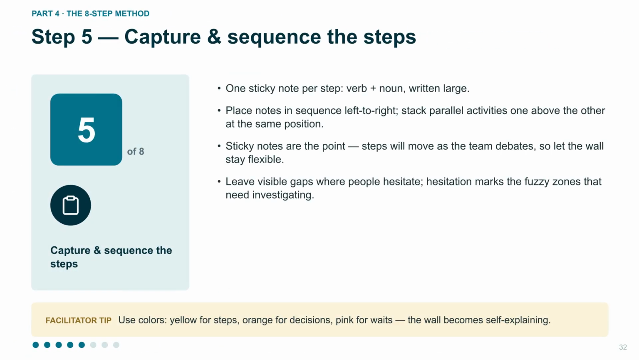Step 5. Capture and sequence the steps. Use one sticky note per step, verb plus noun, and arrange them in order. Let the team debate and rearrange them. Flexibility at this stage is exactly what you want.